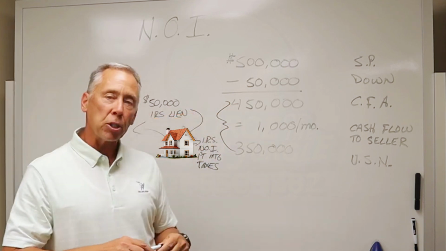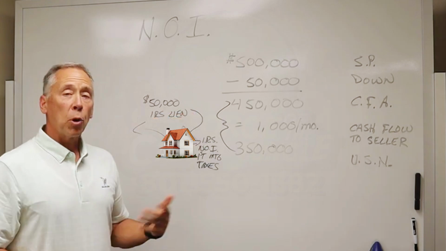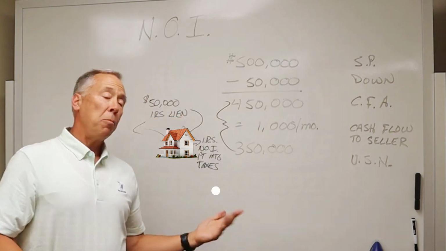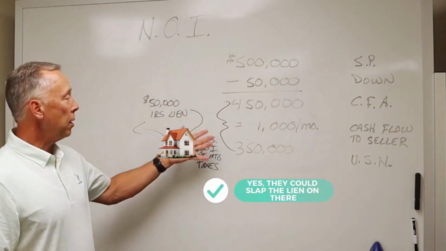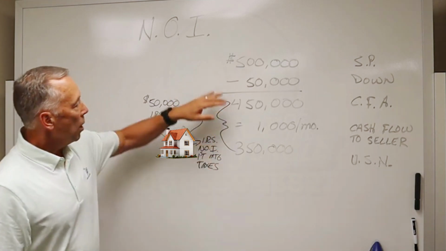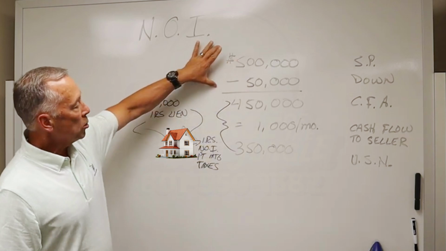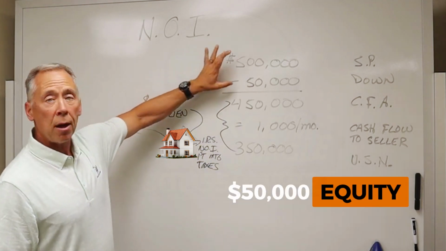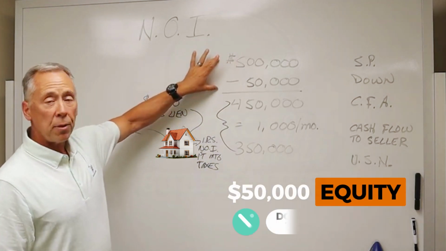Well, what can they actually do? Can they record the lien against the house? Yep, they could. They could slap the lien on there and then they have a lien on the house. But what does it affect? Well, the seller finance buyer here, they have $50,000 of equity. It doesn't affect their equity.